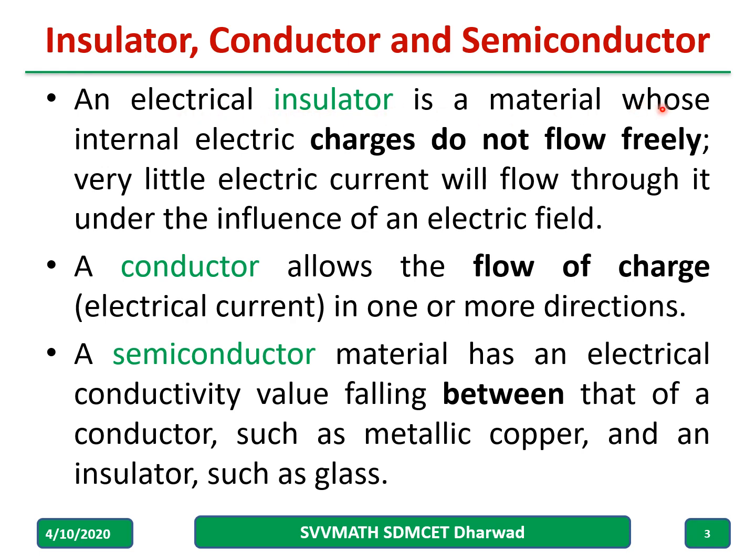An insulator is a material whose internal electric charges do not flow freely. Very little electric current will flow through it. A conductor allows the flow of charge. A semiconductor is in between a conductor and an insulator. For example, it is in between copper and, say, glass.